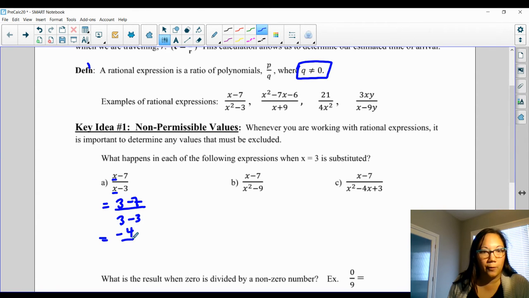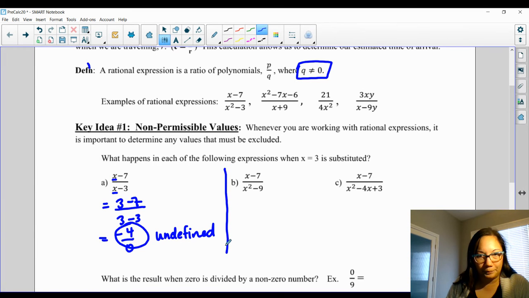So I end up with -4 on top, but 0 on the bottom. So that is a problem. That is not allowed. We call that undefined in math when we're dividing by 0. And so we get an undefined expression, which is a big no-no.